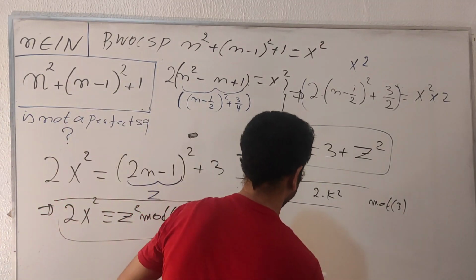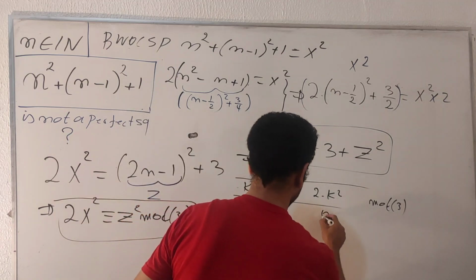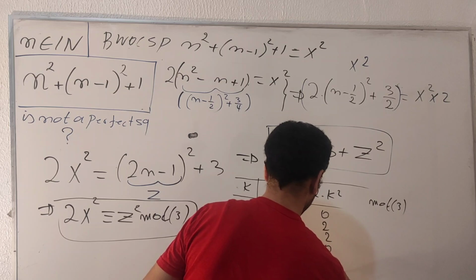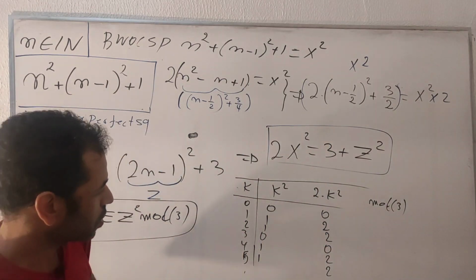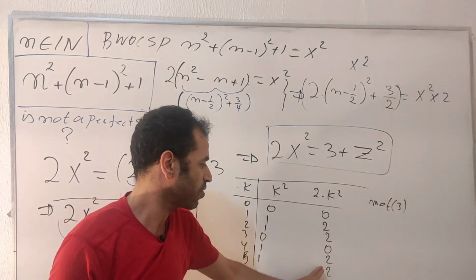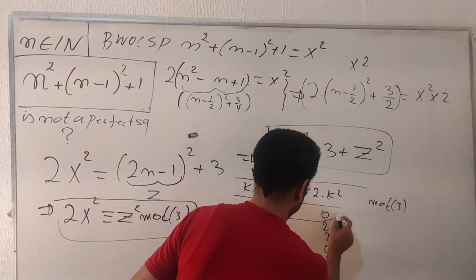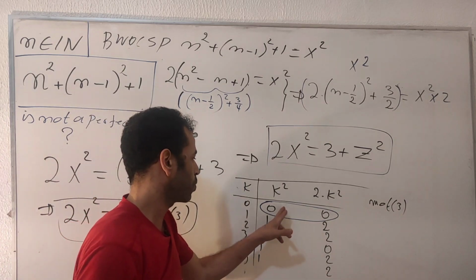Let's check the other one. We'll have the same thing, but each remainder will be multiplied by 2. I get 0 here, I get 2 here, I get 2 here, and so on all the way down. Now in order to make the comparison, none of the remainders on the right-hand side of this equation equals the left-hand side, except 0, which means we have a solution at the point 0.